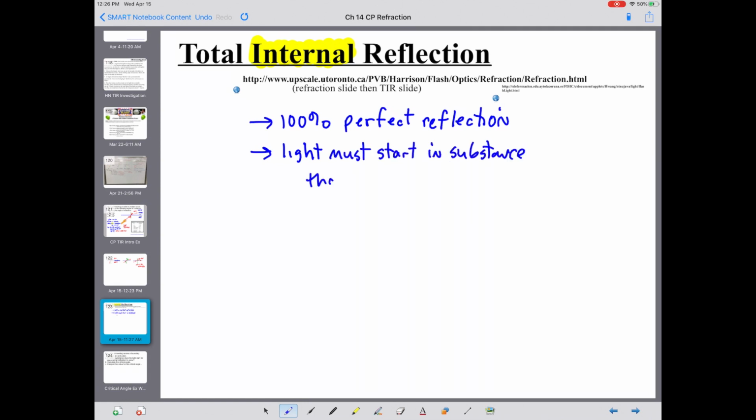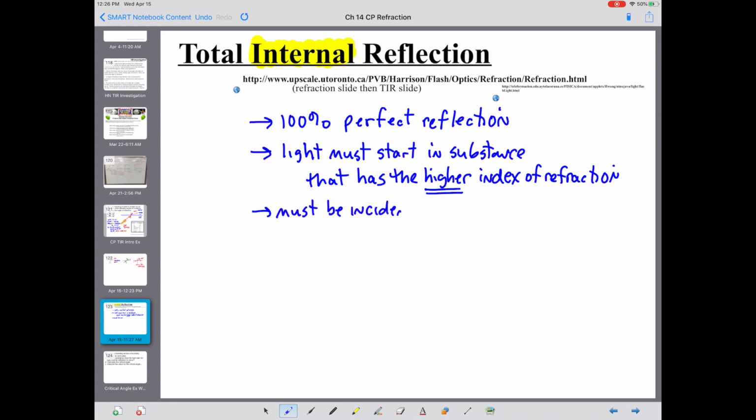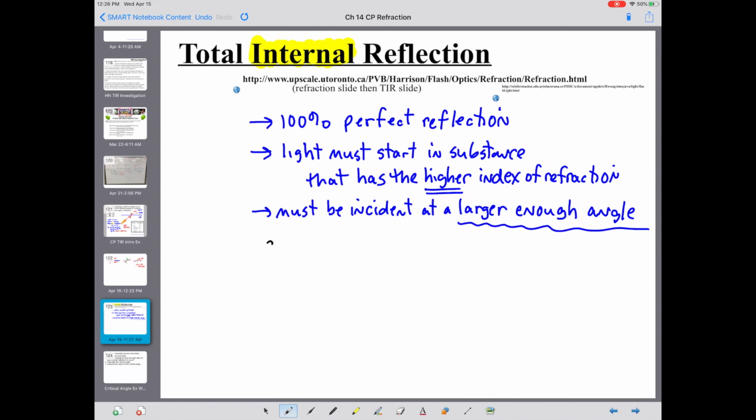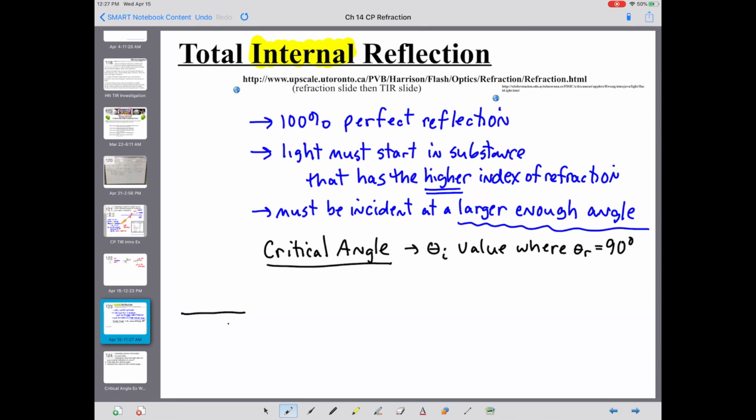Now, very important for this to happen, you have to be internal, which means your light must start in the substance that has the higher index of refraction. It must also be incident at a large enough angle. By this large enough angle, we're going to define what that angle is, the critical angle. So basically the critical angle is the theta I value where theta R is equal to 90 degrees.